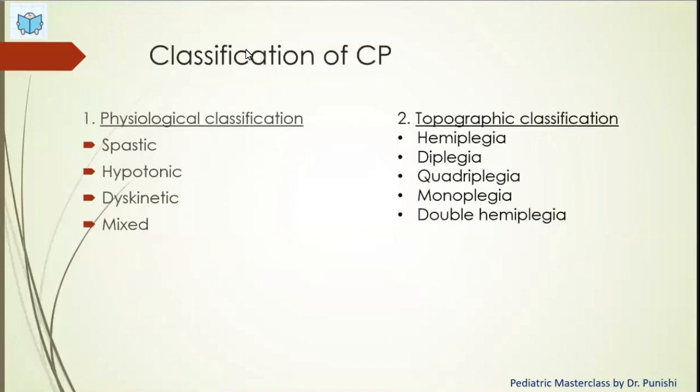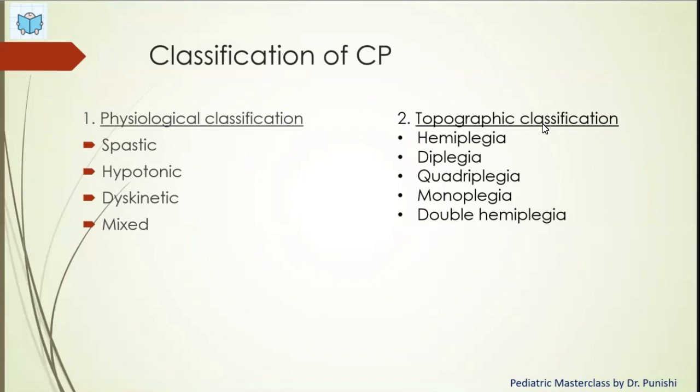So classification: you can either classify CP as physiological or topographic. Physiological, as the name suggests, depends on what the tone and your motor findings are. So whether there's spasticity, whether there's hypotonia, whether there's dyskinetic or dystonic CP, whether you have dystonic movements, or whether it's mixed. Mixed is going to be a combination of spastic and dyskinetic. Topographic classification depends on the kind of limb involvement.